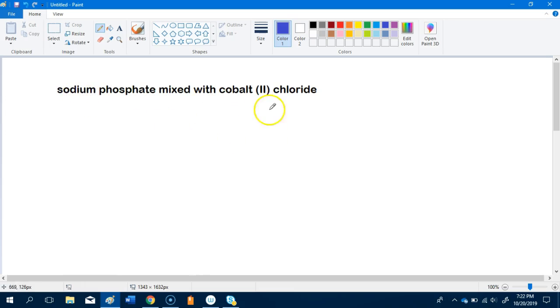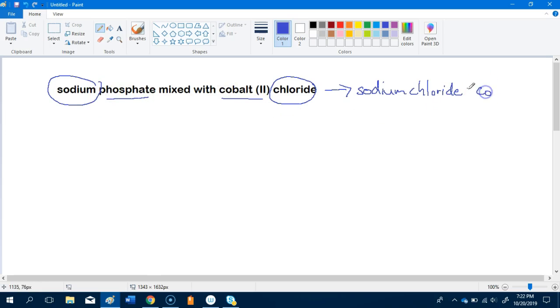First of all, we need to create our equation. We have our reactants, which are sodium phosphate and cobalt 2 chloride, and then our products are going to be, the sodium is going to go with the chloride, so we're going to have sodium chloride, and then we'll have cobalt phosphate. Oh, I've run out of room already. There we go, cobalt phosphate. So there it is in terms of the formula names.